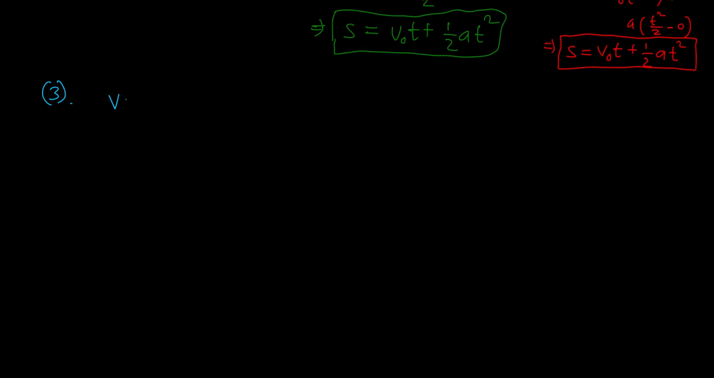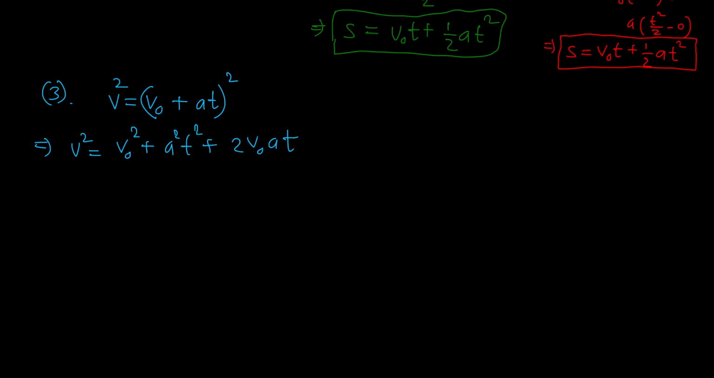So from the first equation of motion, we have v equals v naught plus at. We can proceed directly by squaring both sides of this equation. So you will write v square equal to, on the right hand side, the square of v naught plus at. Using the formula of a plus b whole square, this will be v naught square plus a square t square plus 2 times v naught a t, right?